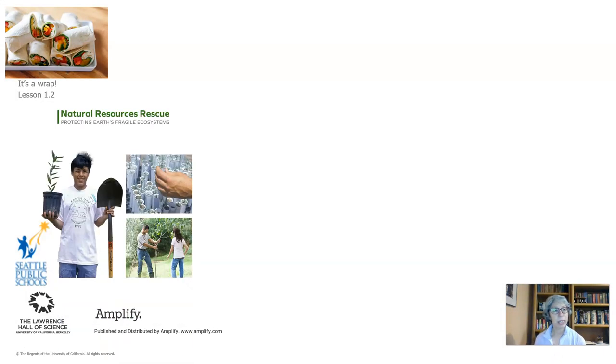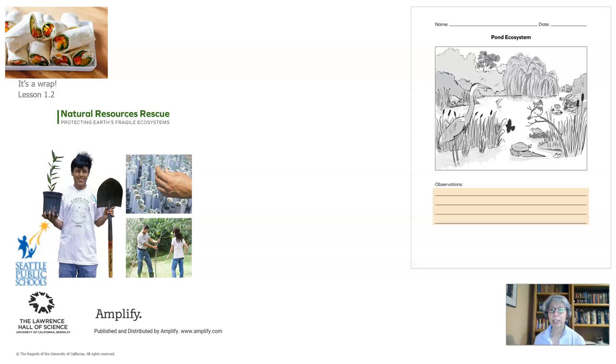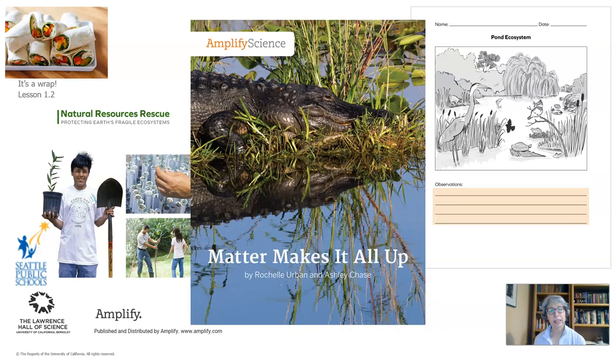We got a message from the group that we've been working with, Natural Resources Rescue, and they let us know that there is a problem in our reforested site. The jaguars and the sloths there are not growing and thriving. We practiced being ecologists and sharpening our observation skills with a couple of different ecosystems. We observed these pictures, but we also tried to look for the connections within the ecosystem. Then we ended our video day with reading this book. We read the first half of Matter Makes It All Up.